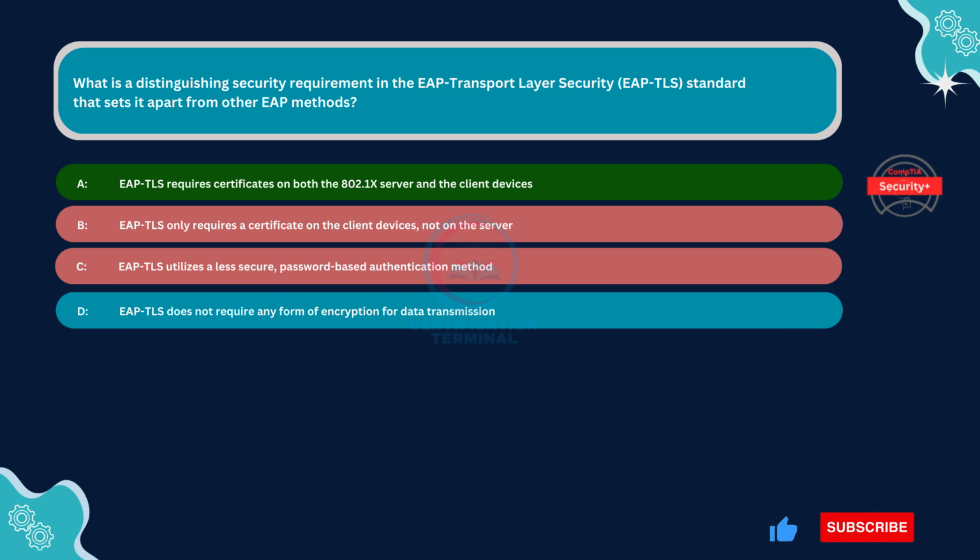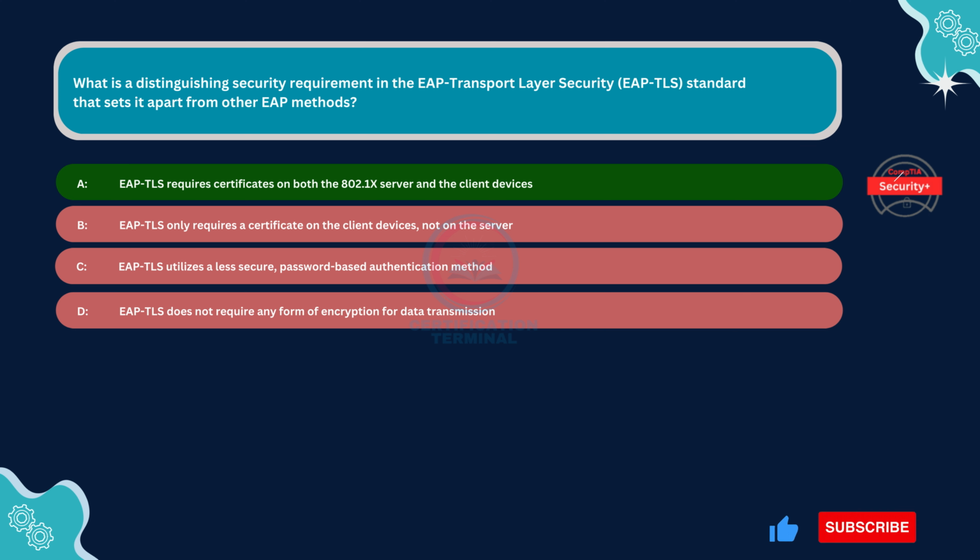EAP-TLS uses certificate-based authentication, which is considered more secure than password-based authentication methods. Certificates provide stronger security because they are more resistant to attacks, such as password guessing, phishing, and brute force attacks. Option D is incorrect. This statement is incorrect.